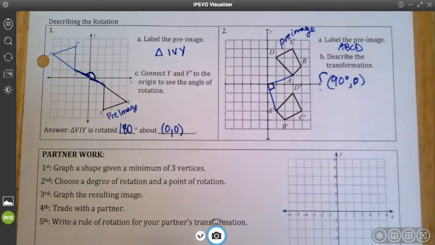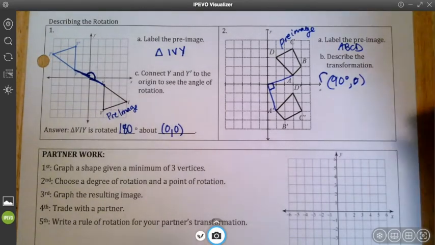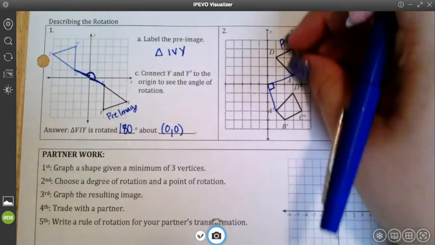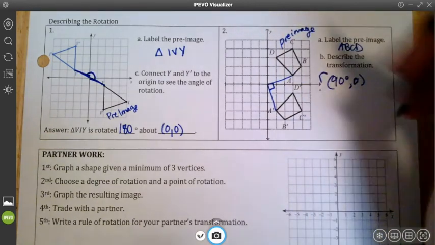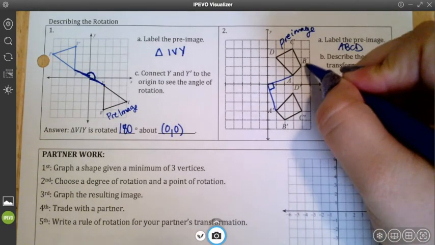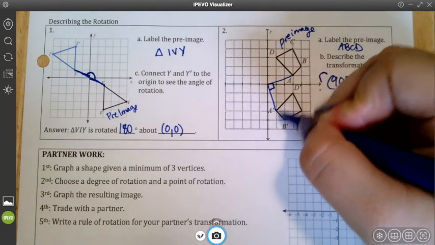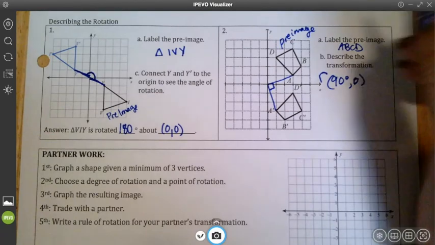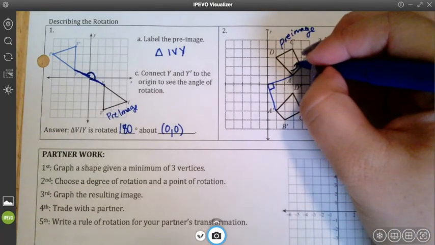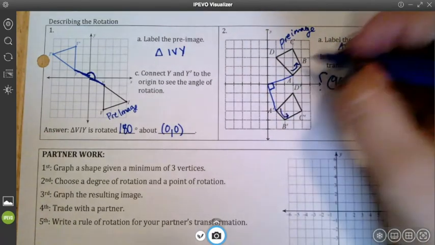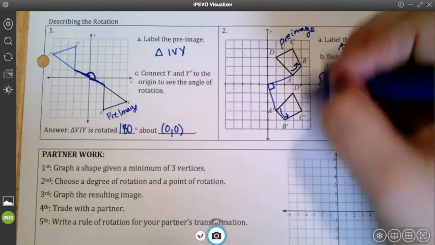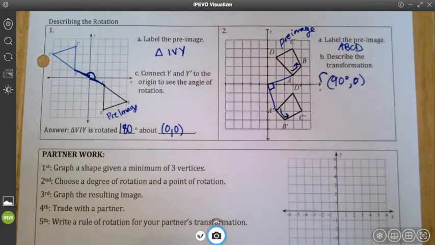How did I know this wasn't a translation or a reflection? How did I know this was a rotation? Well, I didn't just slide this, and I didn't flip anything, right? If I flipped it, then AB going this way would become AB going this way. But it's still AB going the same direction. So we can talk about orientation from A to B, points the same direction. This is counterclockwise, this is counterclockwise. Then it has to be not a reflection.